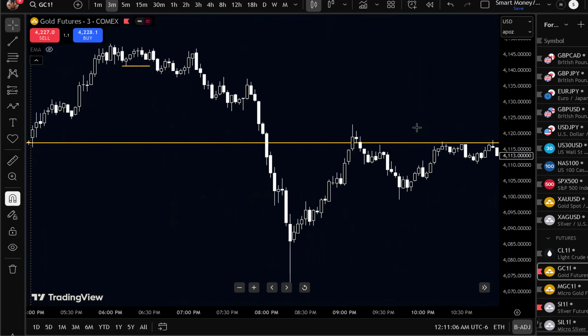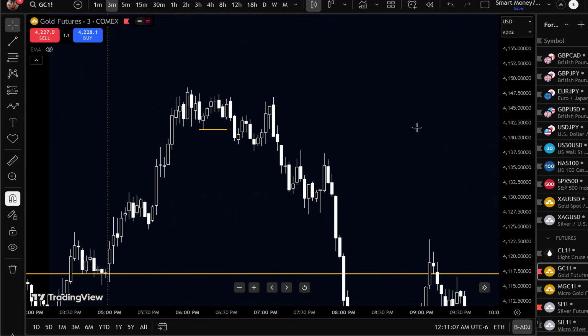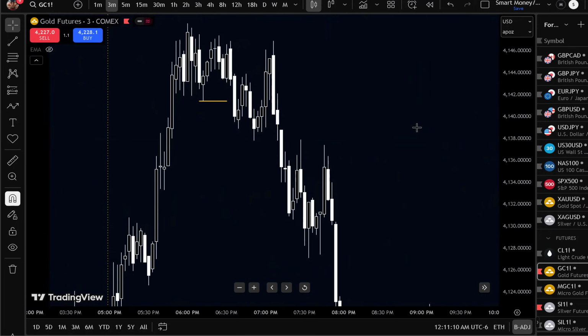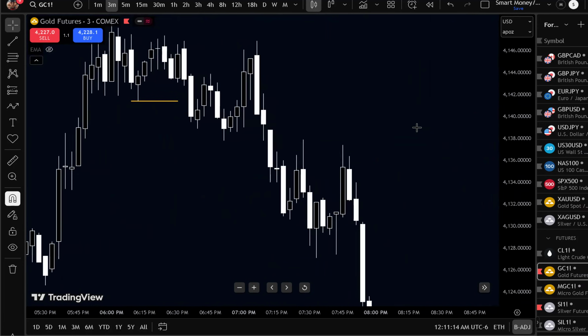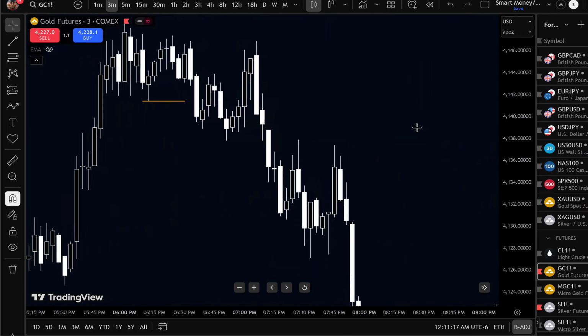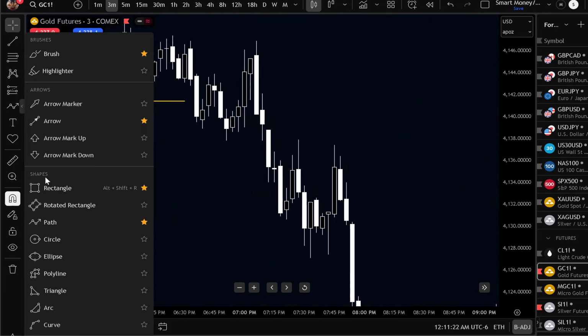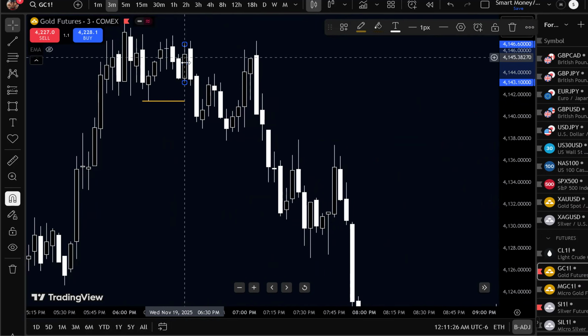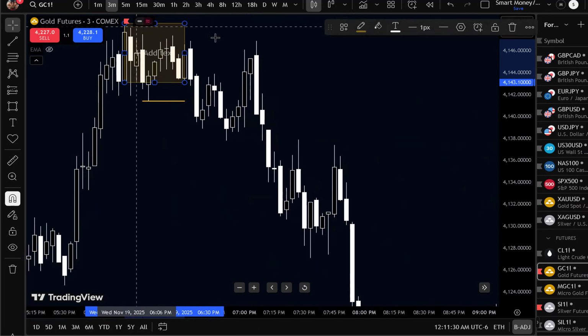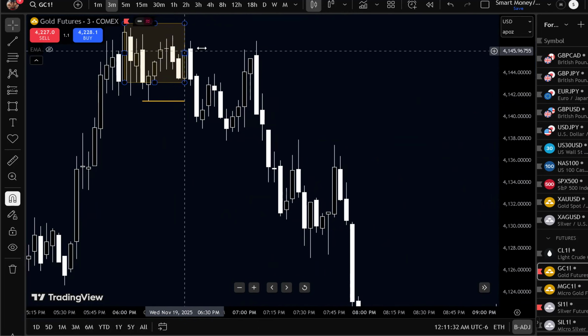Boom. Look at what we got. Check this out. 3 minute. Look at this. What I told y'all about order blocks and fair value gaps. Look at this. Order block here. I told y'all, man. Order block there. You can put your stop loss to the high. All right. Put your stop loss at that high.